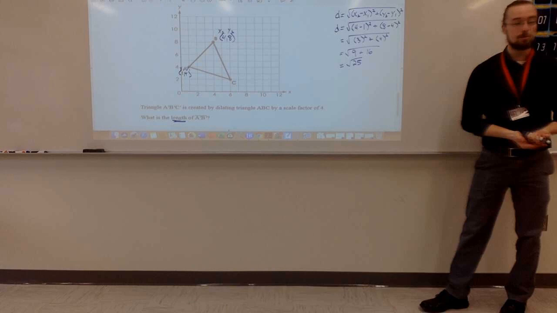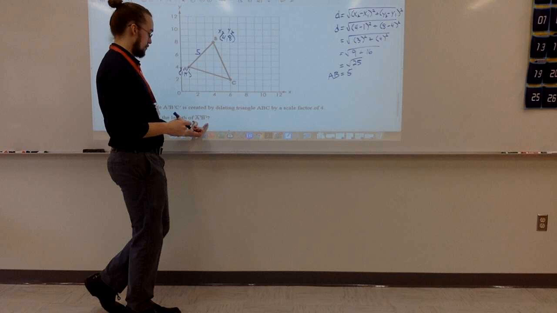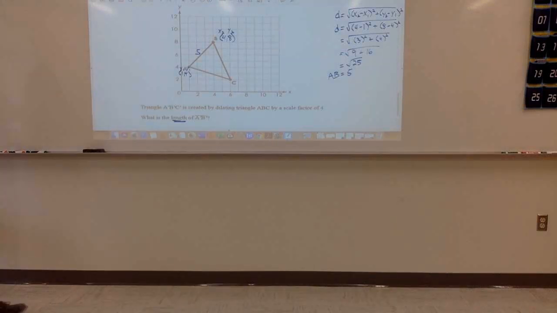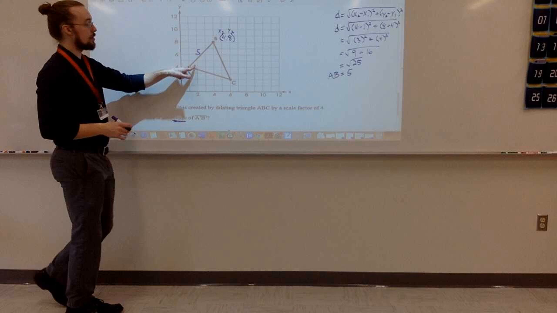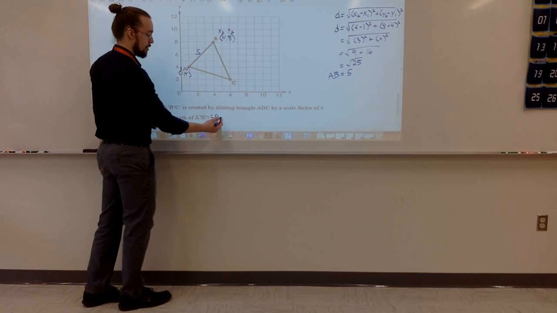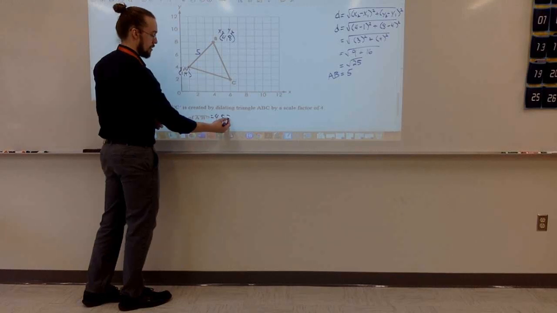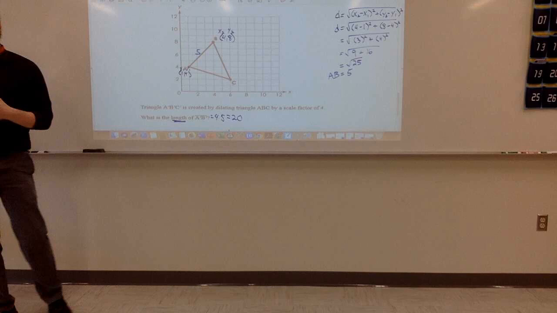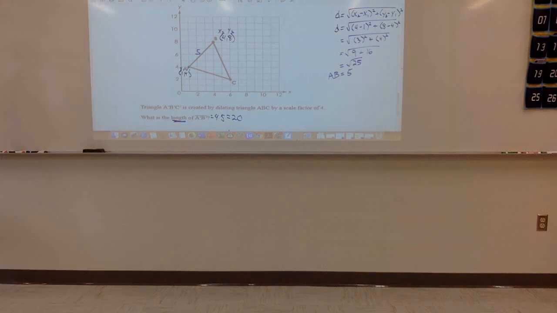Well, what I'm doing then is just multiplying the length by 4 to get my new A prime, B prime. So the length of my original triangle AB is 5. The length of A prime, B prime then is just going to be 4 times that. So the length of A prime, B prime is 20. Okay. So on a question like this, we're going to have to use the distance formula to find the length of the original side, and then just multiply that length by whatever the scale factor is.